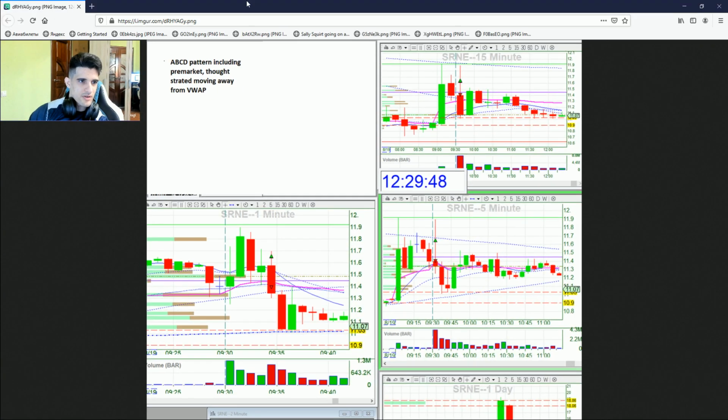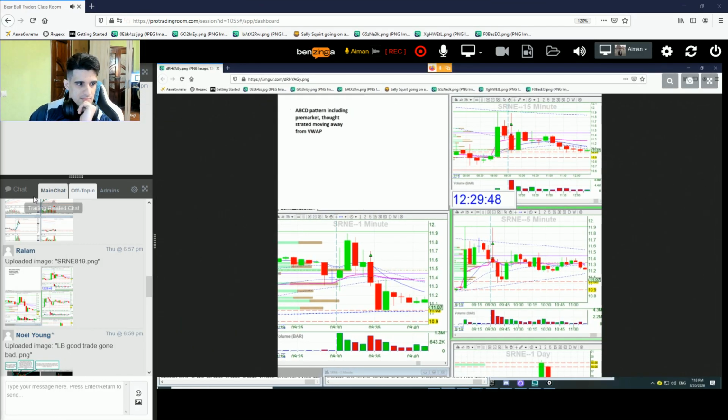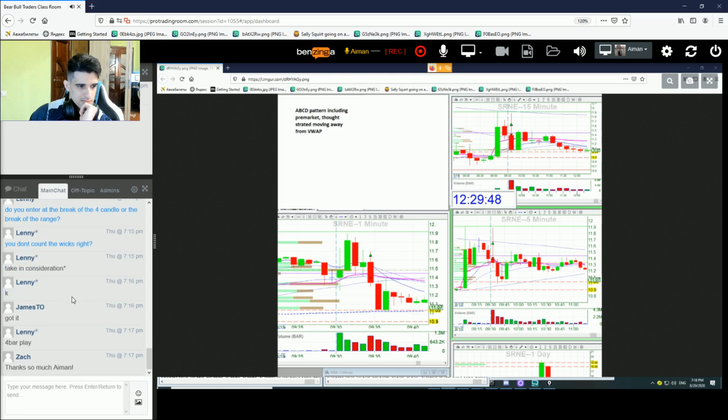Ralam, let's see what you did on S, R, and E. So Ralam traded S, R, and E for an ABCD pattern. Now look at this. This is where I would wait for a 4-bar play.